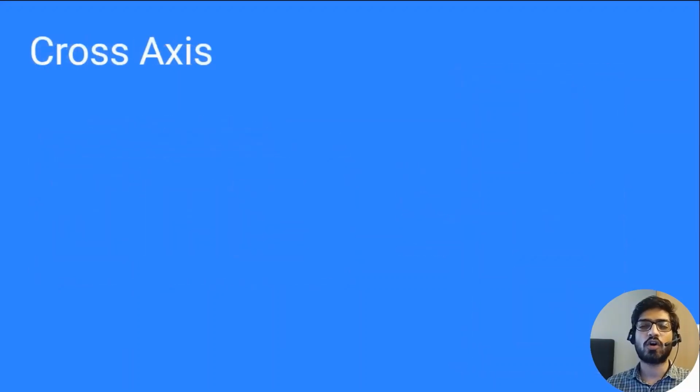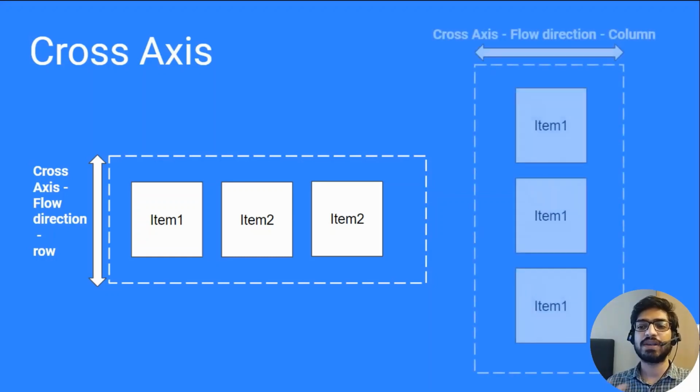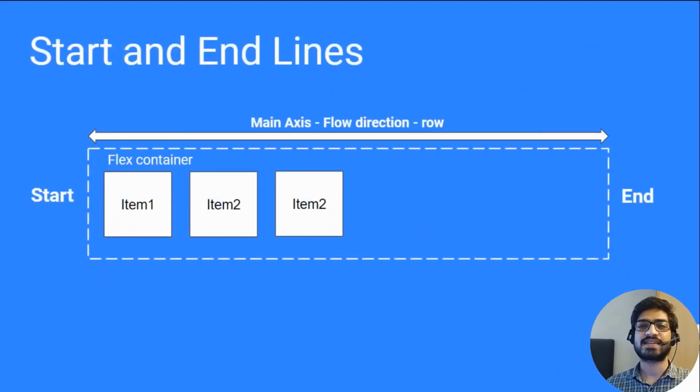Now let's take a look at the cross axis. The cross axis is perpendicular to the main axis. So if we have a flow direction of row, then the horizontal line will be the main axis and a vertical line will be the cross axis. Similarly, the cross axis for the column will be a horizontal line and the main axis will be the vertical line. And one more thing to understand is the start and end. In Flexbox, by default, all the child items are at the start line, and we can move them to the end line, or we can make them go to the center.